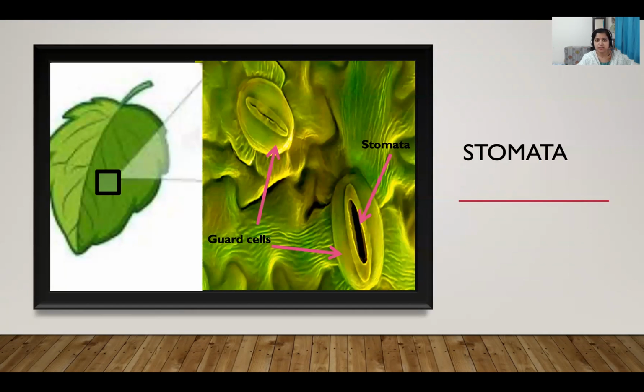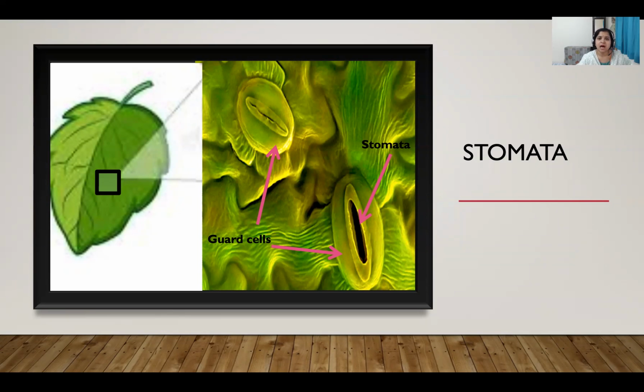Carbon dioxide is present in the atmosphere, and here you can see this is the leaf, and if you see the leaf surface under the microscope, you will observe some minute pore like structures that are called stomata, which are surrounded by some kind of specialized cells called guard cells. So these stomata, here it is an open stomata, and this is the stomata which is closed. So the stomata are responsible for taking in the carbon dioxide from the atmosphere.